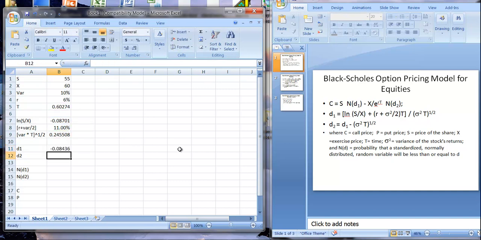Okay, so we get that number, and D2 is going to be equal to D1, what's in cell B11, minus what's in cell B9. Okay, this is already calculated in B9.